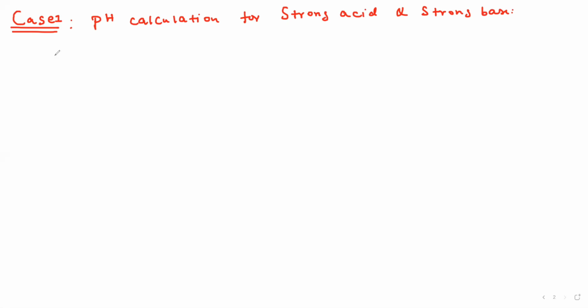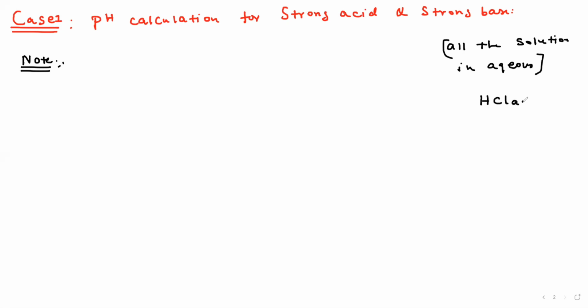Please note the hint. It's very important. See students, all the solutions are in aqueous state only. If you take an acid or a base, anything, the solution is in aqueous state. It means the combination with water. For example, I take HCl in aqueous state. It means in HCl, water is also present. If I take NaOH, sodium hydroxide, aqueous means the water is also present with sodium hydroxide. In all solutions, I will take only aqueous medium.